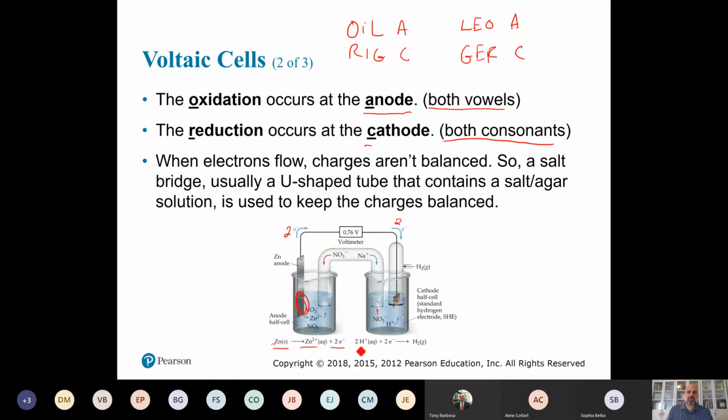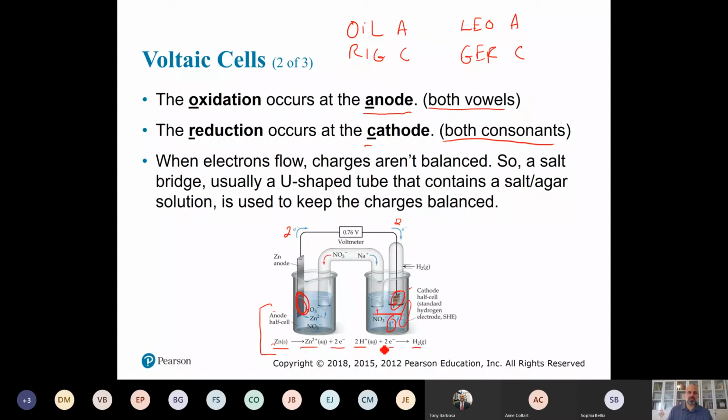Those 2 electrons are traveling all the way around, and then they end up entering the solution and reacting with the protons. There are some protons floating in solution here. So the zinc is the anode, where the oxidation is occurring. At the cathode on the other end, the protons are reacting with 2 electrons and forming hydrogen gas, and they're showing you little hydrogen gas bubbles that are being formed here.